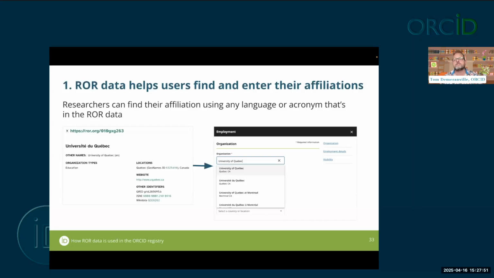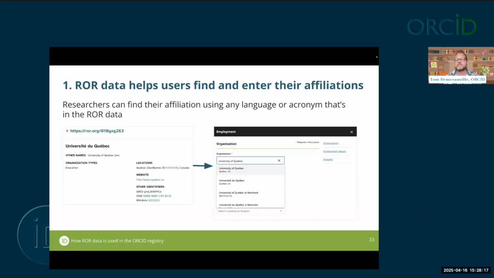But there are lots of alternative names. There's lots of different language representations, and there are acronyms that researchers commonly use as their understanding of their employer or where they were educated. And they need to be able to find them by that because that's what they'll actually type in a box, right? So this example is for the University of Quebec, but if you're typing in French and you're typing in English, university is spelt different, right? So you need to be able to find it in the language you commonly use.